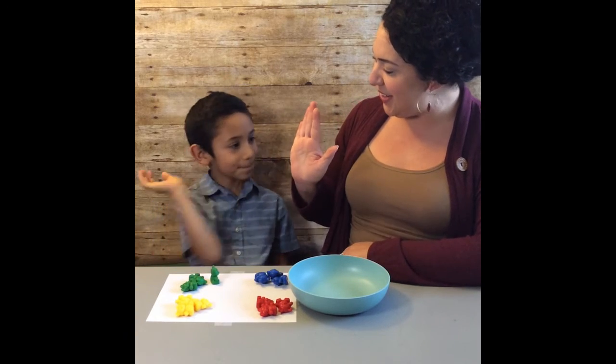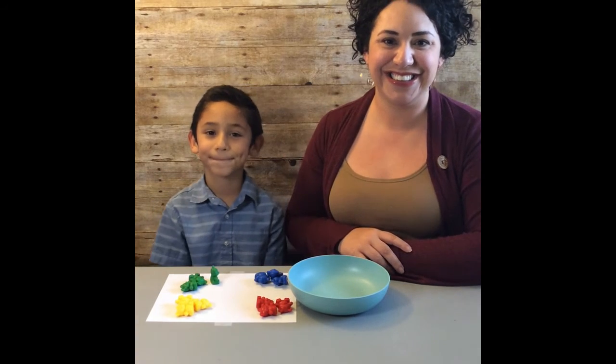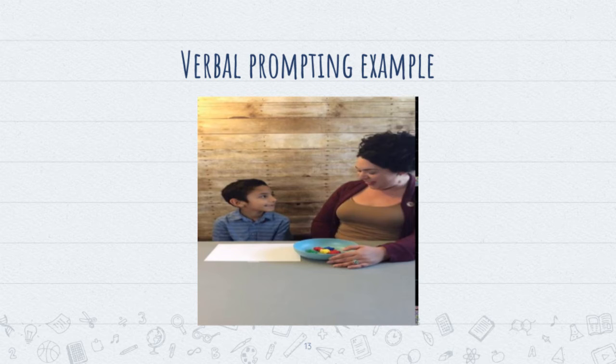Great job doing your sorting. This is an example of providing your child or your student a verbal prompt. A verbal prompt is any verbal direction given after the initial direction. And you'll notice that there's a wait time between the initial direction and then the verbal prompt. Are you ready to do some sorting today?